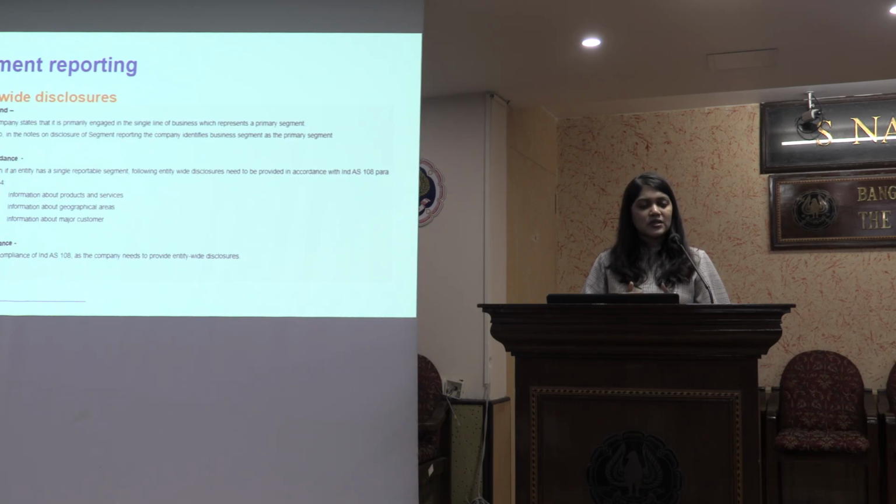What are these? First is information about products and services. What are the different products and services of the company? What are the geographical areas in which it operates, and the revenue and assets bifurcated between those geographies? And information about major customers. Are there any significant customers? Is there a concentration risk that the company has, that 90% of the revenue is being generated from 10 customers only? Such kind of disclosures need to be given.